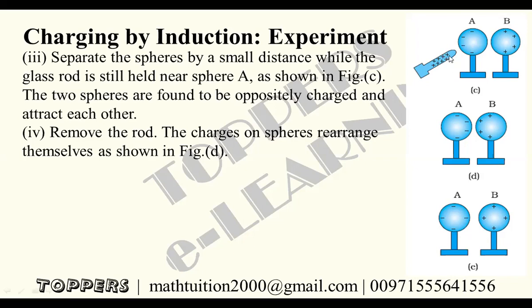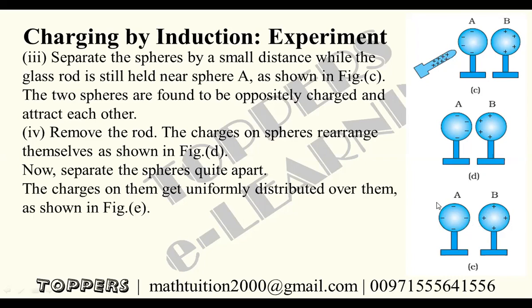Now what happened? After removing this positively charged rod, what will happen? The negative charge will accumulate in this area and the positive charge in this area. Remove the rod. The charges on the spheres rearrange themselves as shown in figure D. Now separate the spheres quite apart. We are making them quite apart. What will happen? The charge on them gets uniformly distributed over them as shown in figure E.